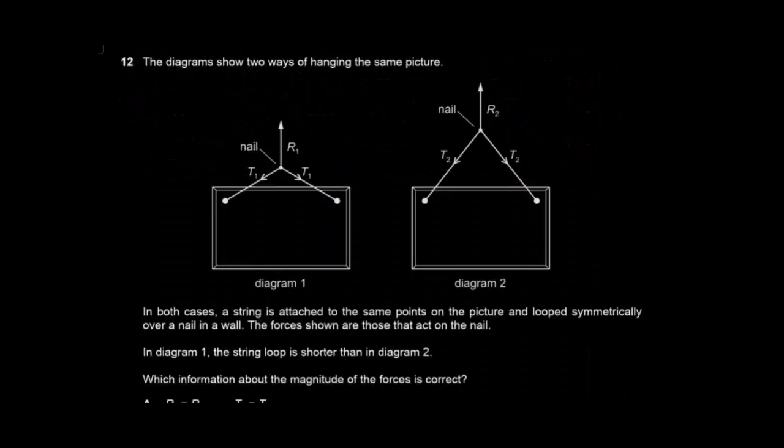The diagram shows two ways of hanging the same picture. Okay, diagram 1 and diagram 2. In both cases, a string is attached to the same point on the picture and the loop is symmetrical. In diagram 1, the string is shorter than in diagram 2. So let us draw a perpendicular distance here and here. If this is angle theta, then this is also angle theta, and let's say this is some other angle, phi, and this is angle phi.